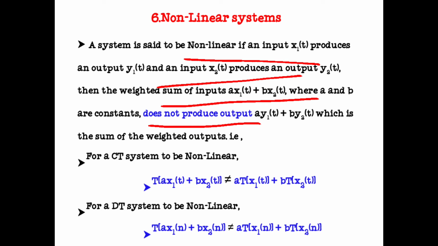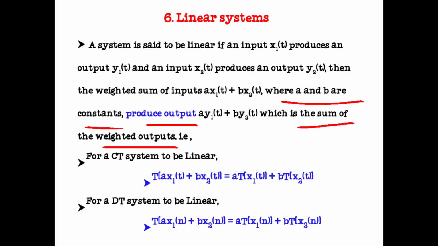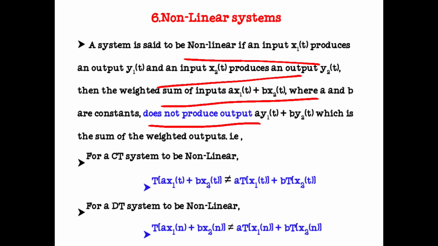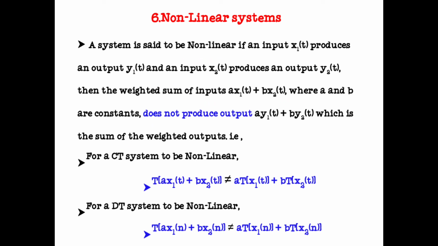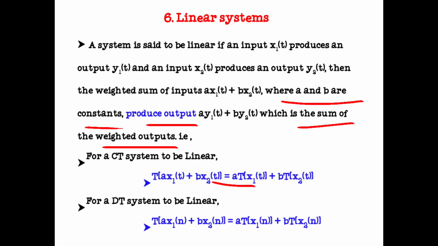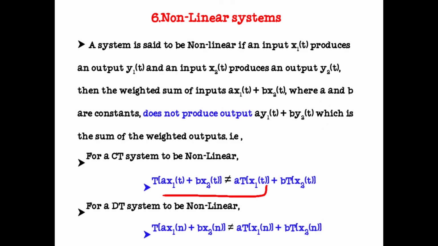So in this way also you can write the answer, but the clear difference is that a linear system produces the output, while a non-linear system does not produce the output. So in the expression you can write not equal to, and in the definition you can write equal to. Those are the differences you can write.